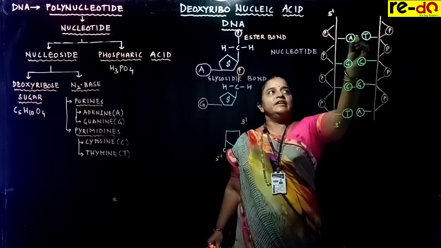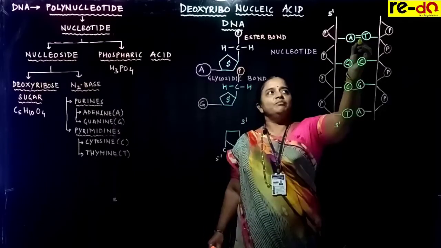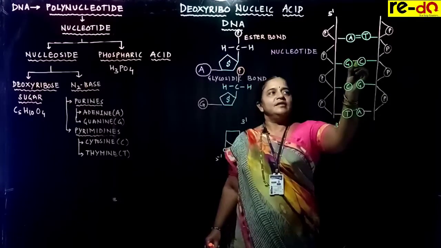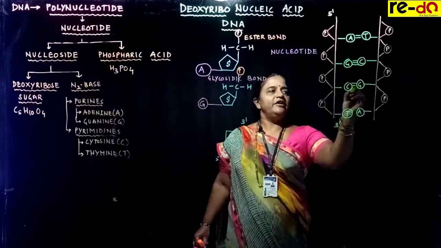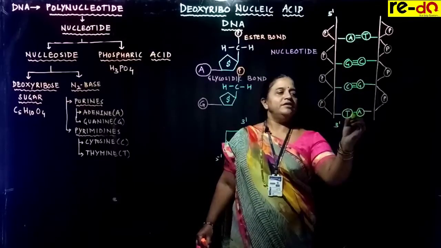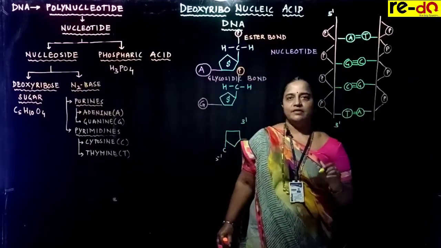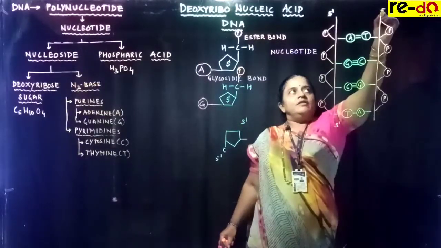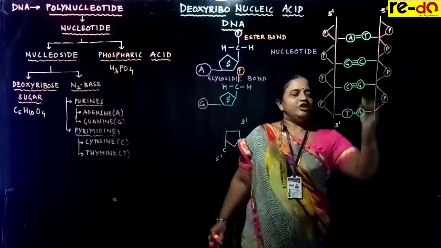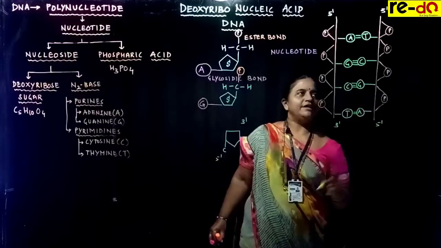Now the third linkage develops. There are 2 hydrogen bonds here. Here 3 hydrogen bonds. Here 3 hydrogen bonds, and here 2 hydrogen bonds. Clear? Now this we call 3' end, and this we call 5' end.